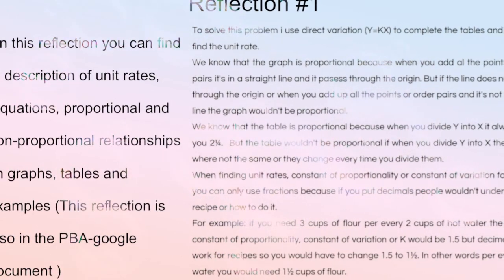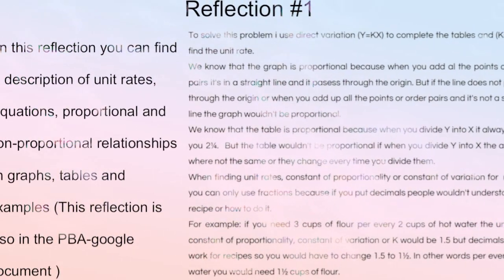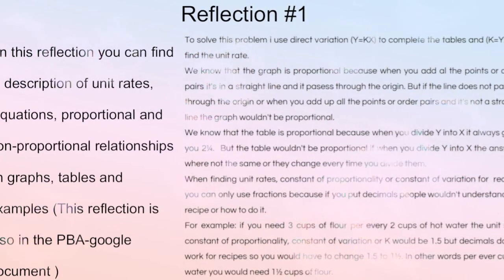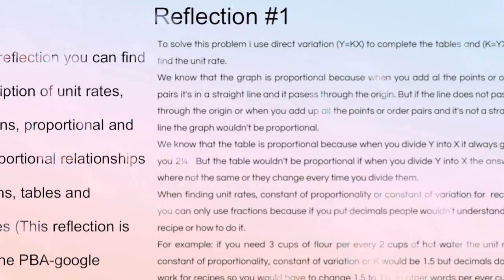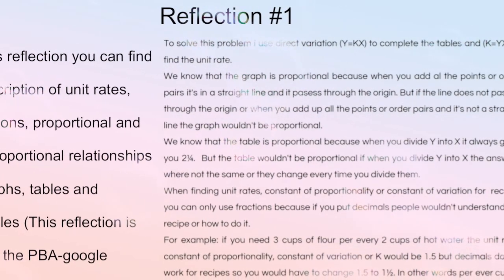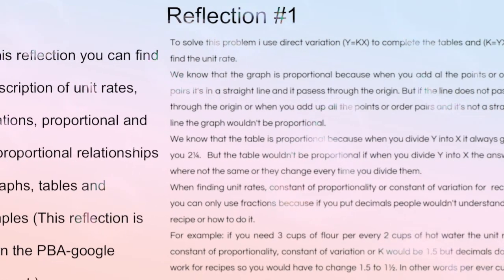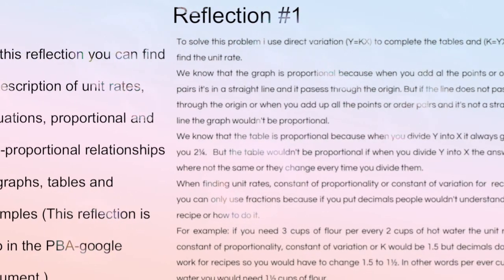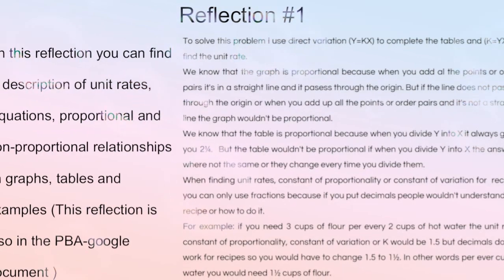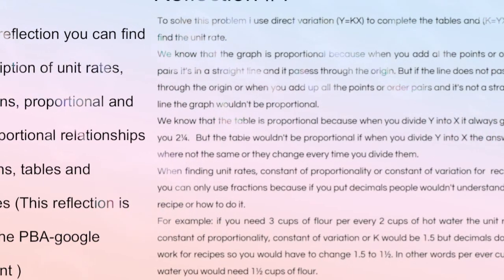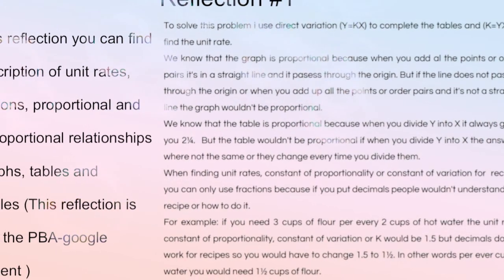We know that the table is proportional because when you divide y by x, it always gives you 2 1/4. But the table wouldn't be proportional if when you divide y by x, the answer were not the same, or they change every time you divide them.